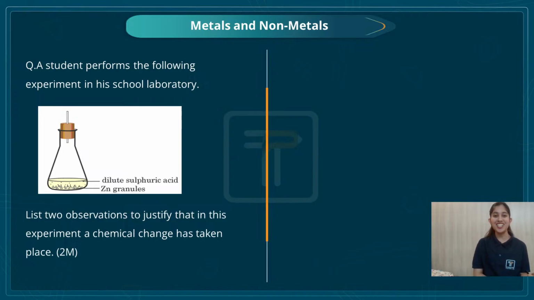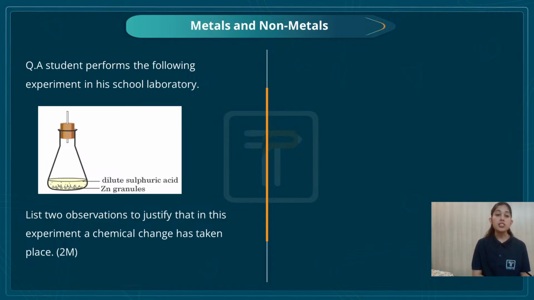Okay, soldiers, the first question in front of you. The first stage has arrived. Okay, let's read the question. A student performs the following experiment in school laboratory. List two observations to justify that in this experiment a chemical change has taken place. Okay, so now this question is for 2 marks. Answer this, take 2 points.